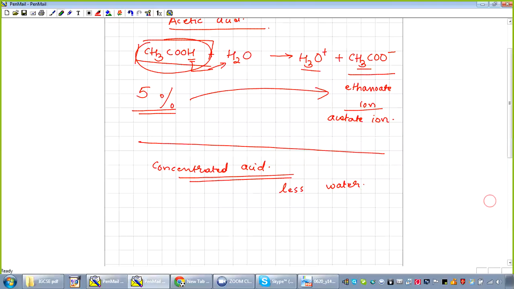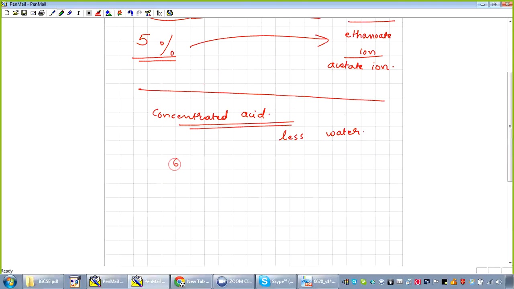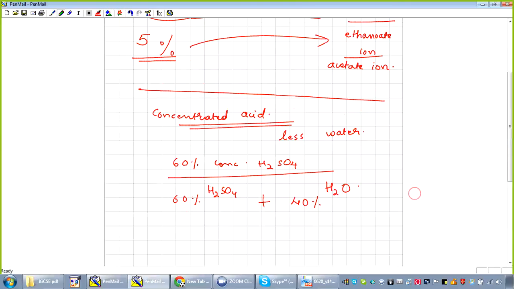Okay, suppose I say that I'm having 60% concentrated H2SO4. When I say 60% concentrated H2SO4, it means 60% of H2SO4 is there and 40% is what? Water. Water is present. This is the meaning of a concentrated acid.